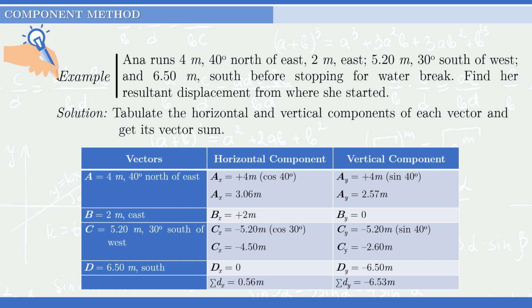For vector D, we have 6.5 meters south. Note that south only lies on the vertical. So therefore, we don't have a value for the horizontal component, while our vertical component has 6.5 meters, negative because the direction is downward. So therefore, we have D sub y equal to negative 6.5 meters. Getting the sum of the horizontal components, we have the summation of v sub x equal to 0.56 meters, while the sum of the vertical components is equal to negative 6.53 meters.